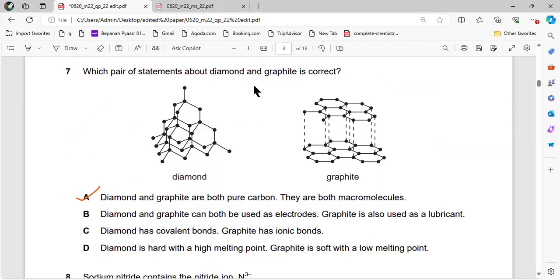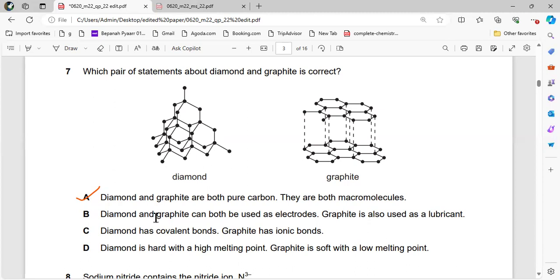Which pair of statements about diamond and graphite is correct? Diamond and graphite are both pure carbon. It is true. These both are made up of only carbon atoms. They are both macromolecules. It is true. Macromolecules are also known as giant covalent structures.